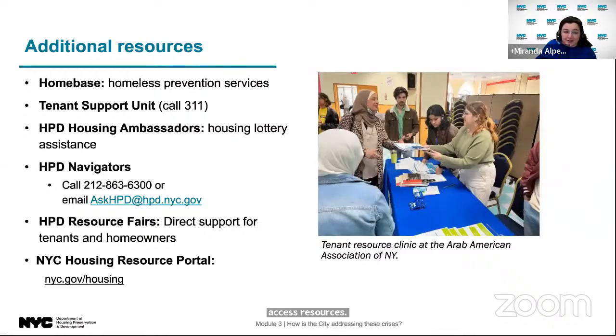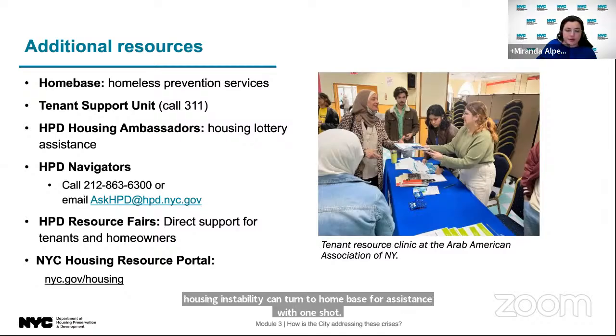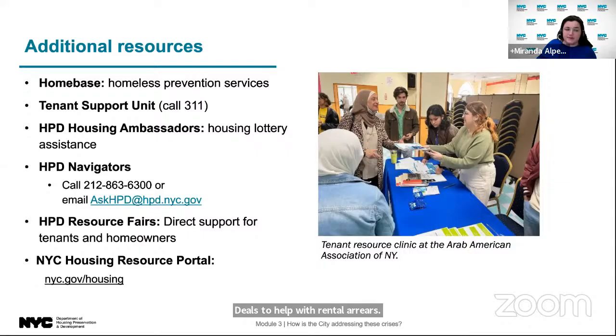There are many other resources to help New Yorkers facing a variety of housing issues. New Yorkers facing housing instability can turn to Homebase for assistance with one-shot deals to help with rental arrears, as well as City FEPS vouchers. The Tenant Support Unit can assist with City FEPS applications as well, and it also administers a tenant helpline to help connect tenants to resources that they may need.